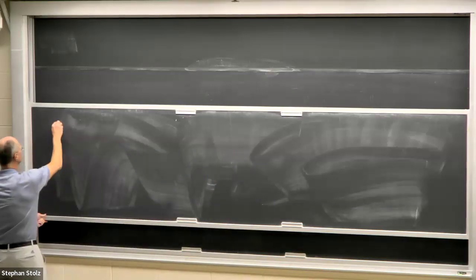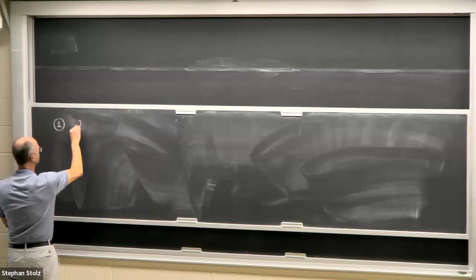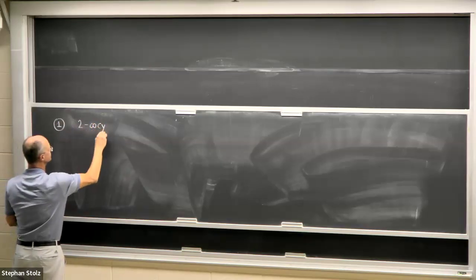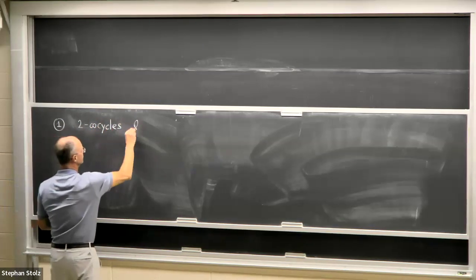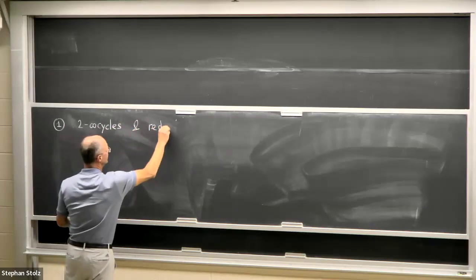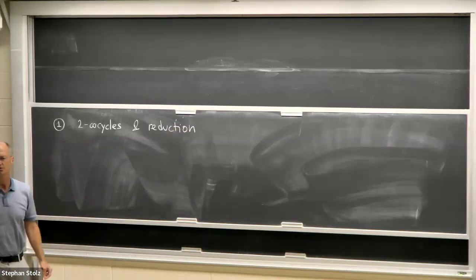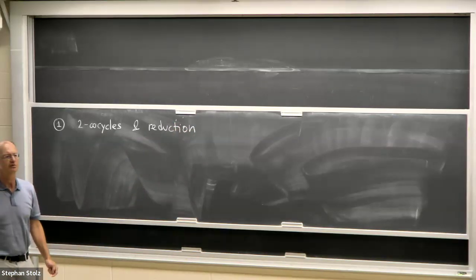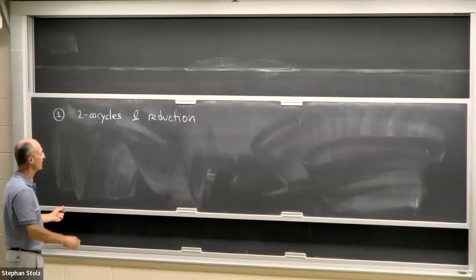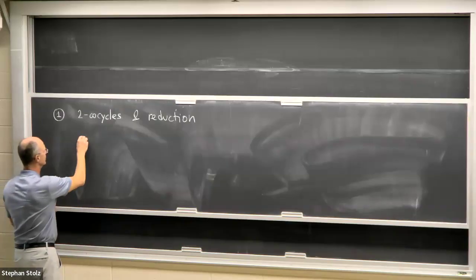So let me start with something that can be called two cycles and reduction. So, is my writing possibly too small? Are you good? Okay, good. Perfect. So here is a context.